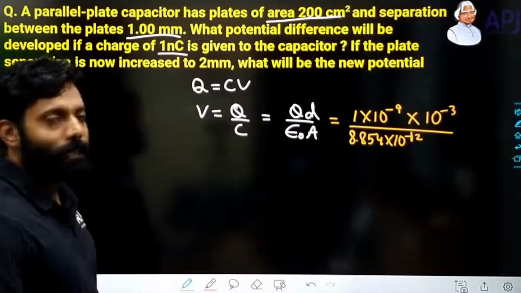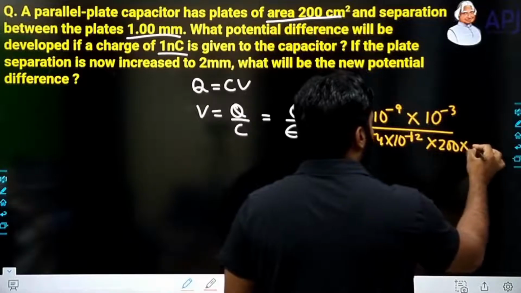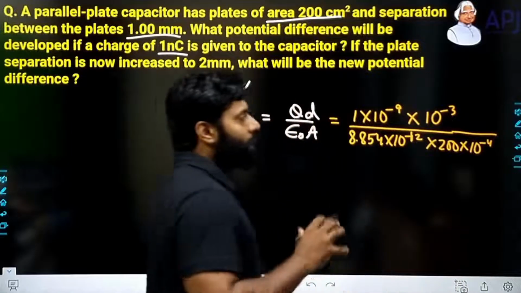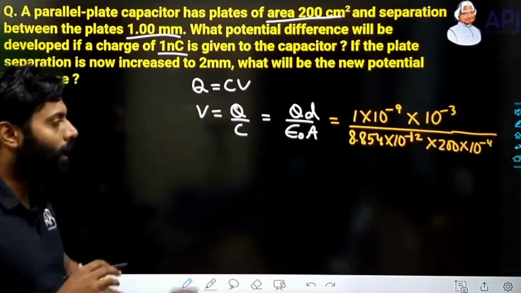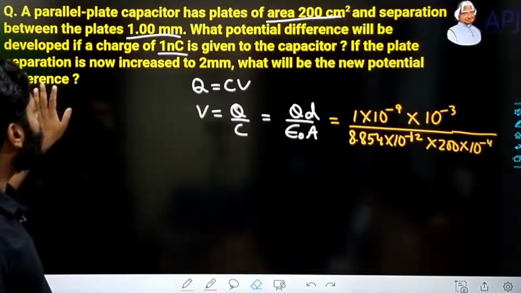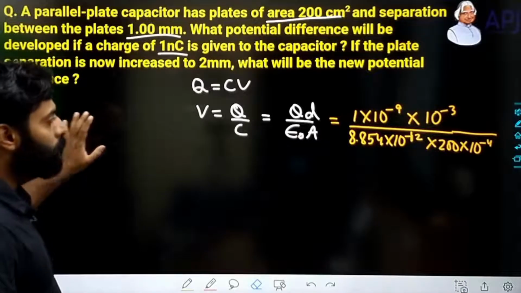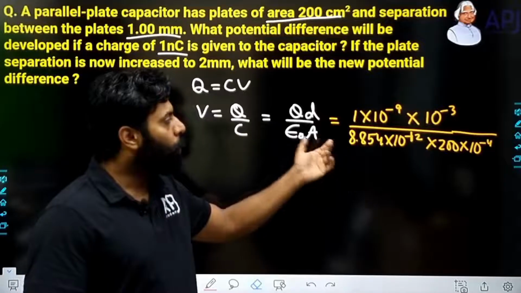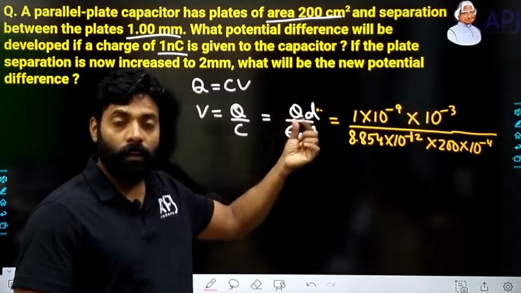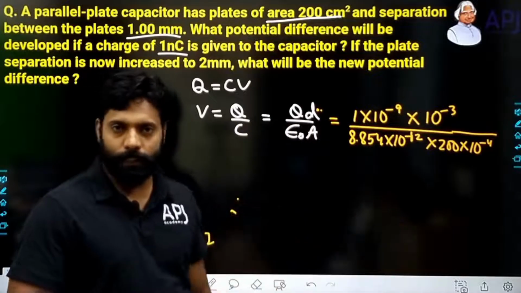And area is 200 centimeters square, and you have to change that into meter square, 10 to the power of minus. So this is basically the capacitance that you will get after solving, right? So this is the potential what you will get. And now in the next step, they are asking that if the plate separation is now increased to 2 mm, what will be the new potential? So whatever potential you are getting here, you just have to multiply this, because we are increasing this. So when we are increasing the distance between the plates, then the potential will definitely increase, right?